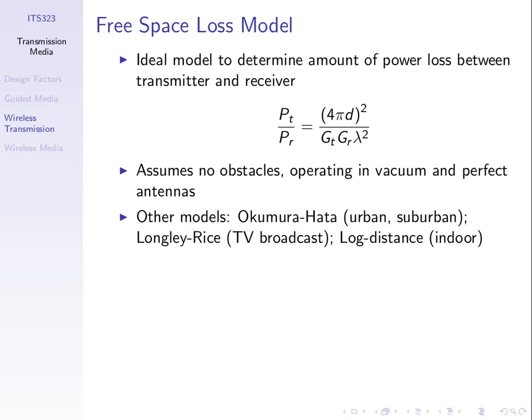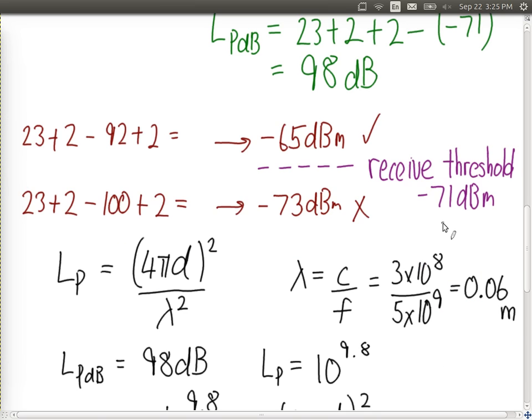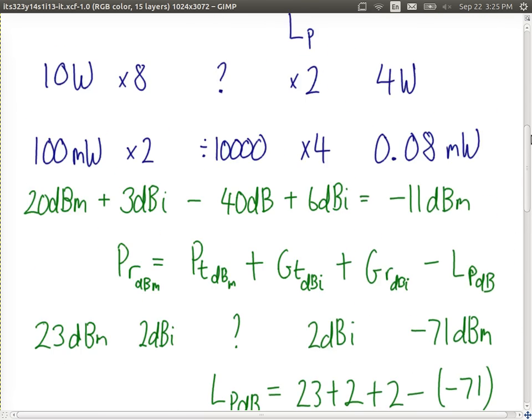It's a mathematical model to say how much power is lost between two points in free space. So assuming there's no obstructions between our transmitter and receiver, perfect conditions, this is the model that we get. How does that relate to what we've seen in our example? It's in fact a combination of two.